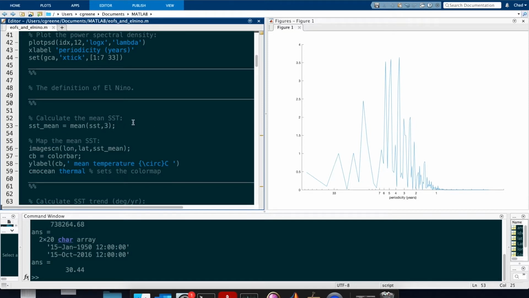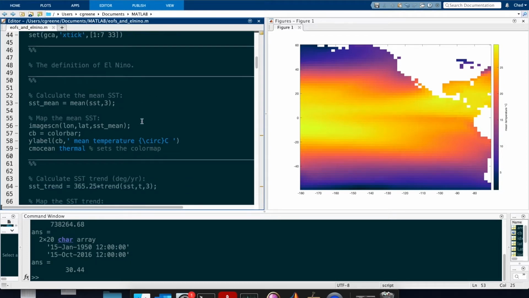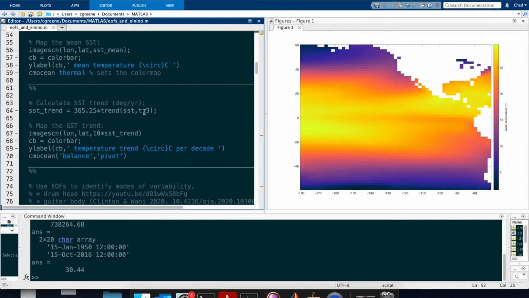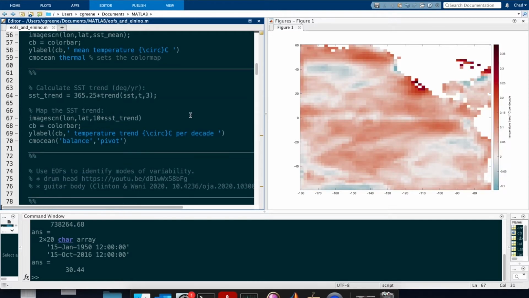And that's what we get here. Of course, the warmer colors are in the middle near the equator, and then as you get farther away from the equator, it gets colder. You can also calculate the trend. And if you've seen the video on trends, this should look very familiar.